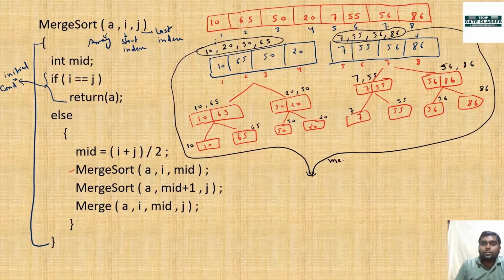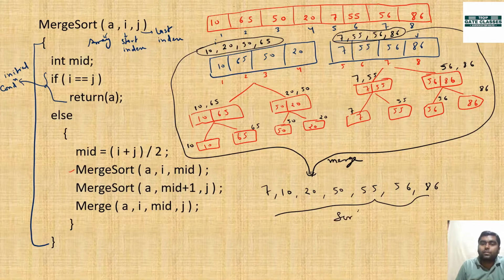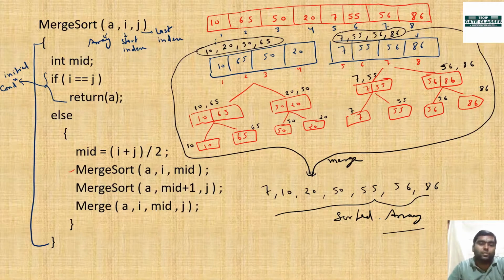So merging, merge. So what will be the resultant? Resultant will be 7, then 10, then 20, then 50, 50, of course, then 55, then 56, then 86. So this is the sorted array. Finally, this is the sorted array. I hope that these three steps are clear to you.